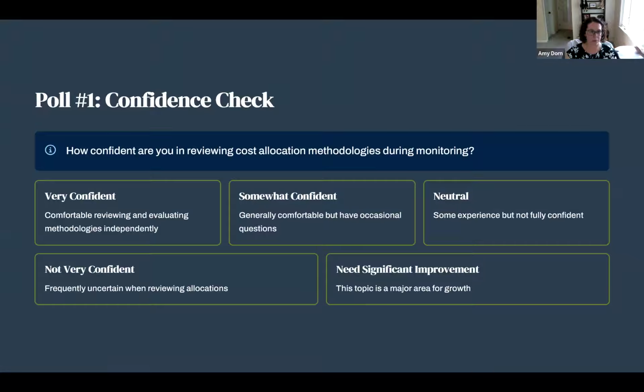It's anonymous, so you can answer honestly. We are not recording individual responses.